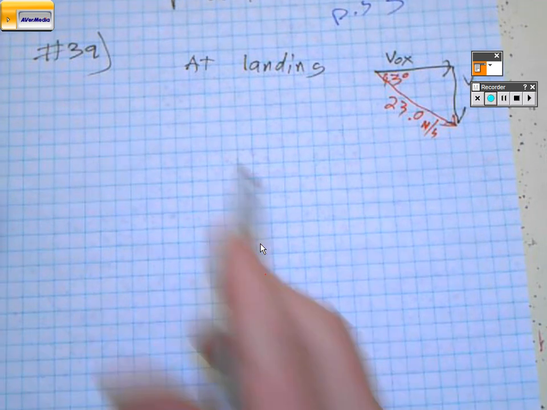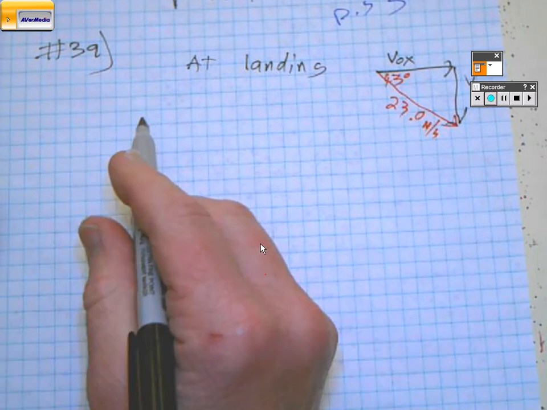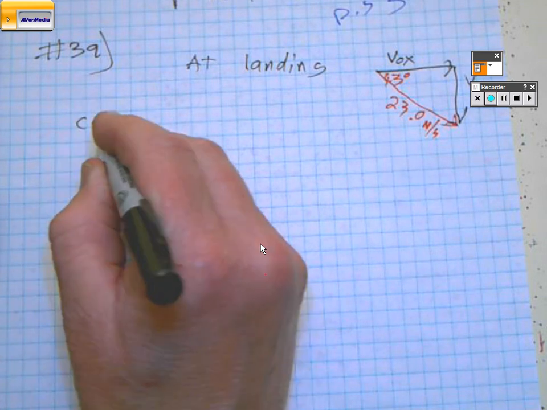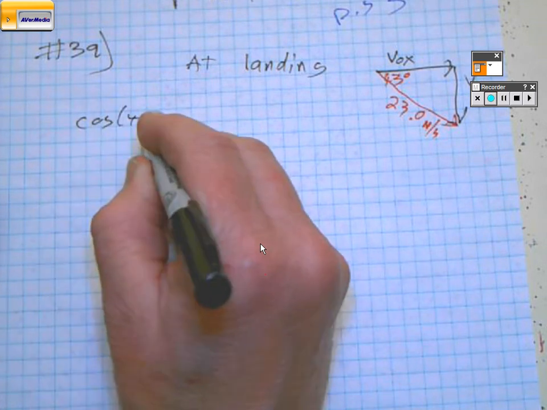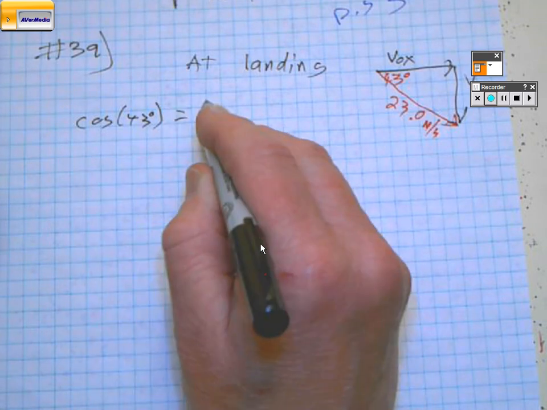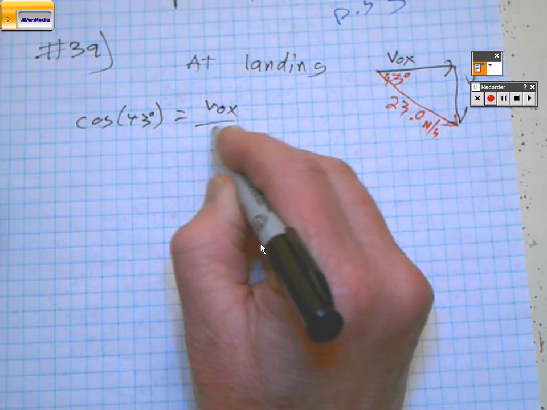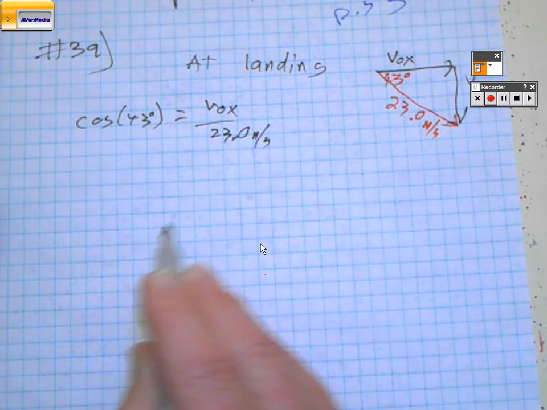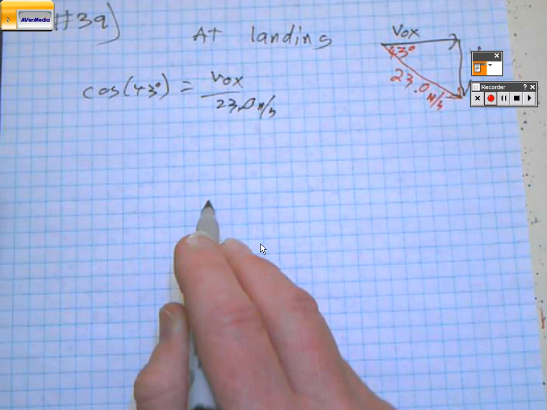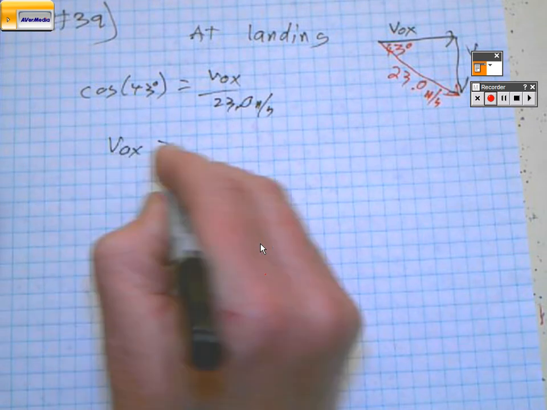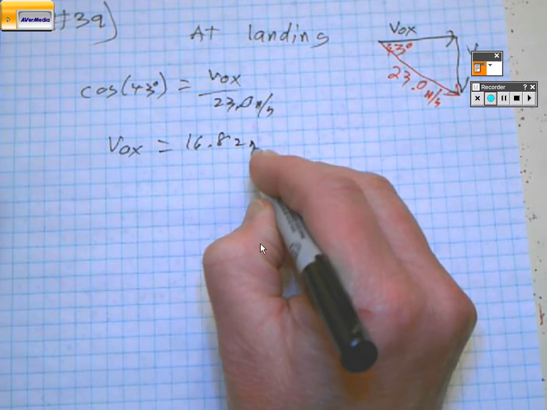Then I would show other steps if I were solving this. I would show a little of the trigonometry, and you would write cosine of 43 degrees. Since cosine is the adjacent over the hypotenuse, you write v0x over 23.0 meters per second. You're showing the step. Show me as many steps as you can. Then you might show the solving of this, that you get v0x equals 16.82 meters per second.